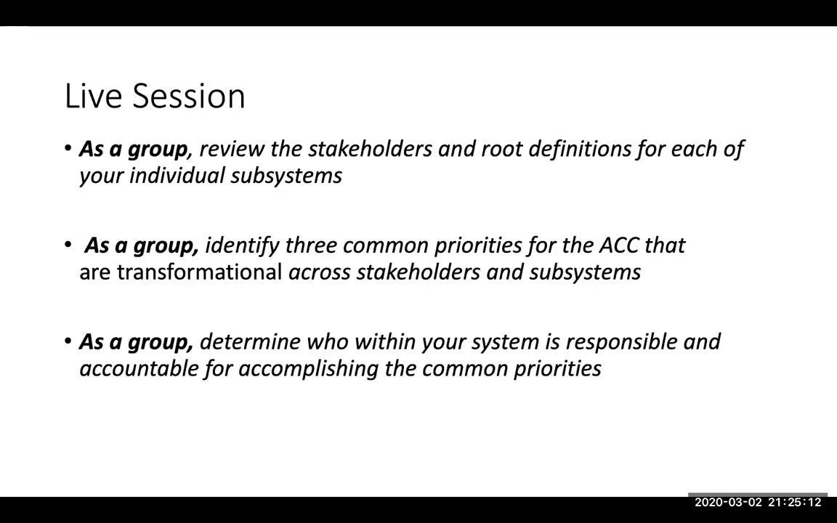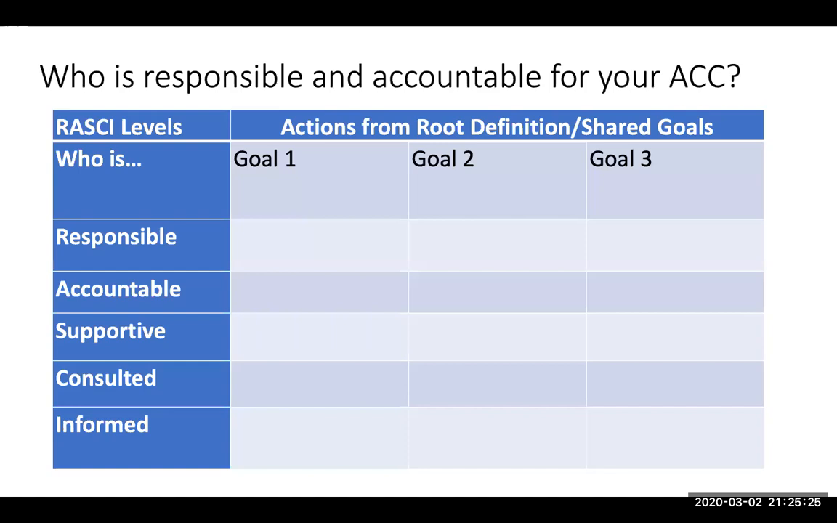Also, as a group, you're going to use that RACI template and determine who within your system you see as responsible and accountable for accomplishing these common priorities that are important. You will think, for your particular social determinant of health, what your core definition and shared goals are. You'll write a goal at the top in the matrix for each one that you select.